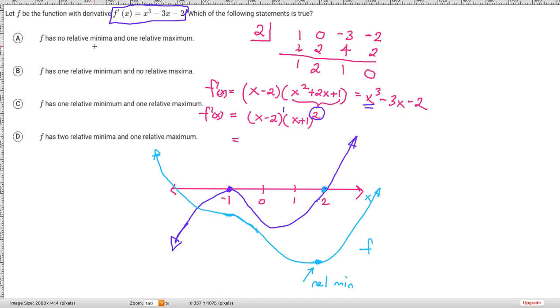So let's see. It has no relative minima and one relative maximum. No, it has one relative minimum and no relative maximum. That's exactly correct. There's no point where it's a relative maximum. This point right here, it flattens out, but then it continues to go down because the derivative only kisses. So it doesn't go through, right?